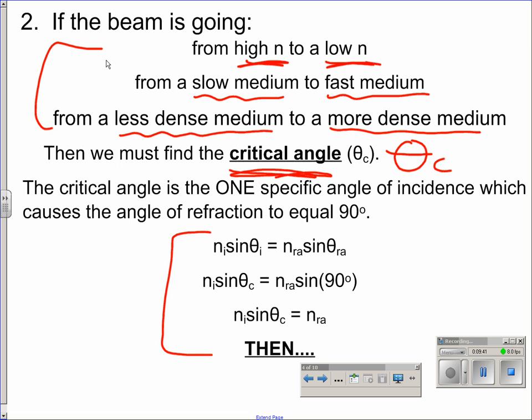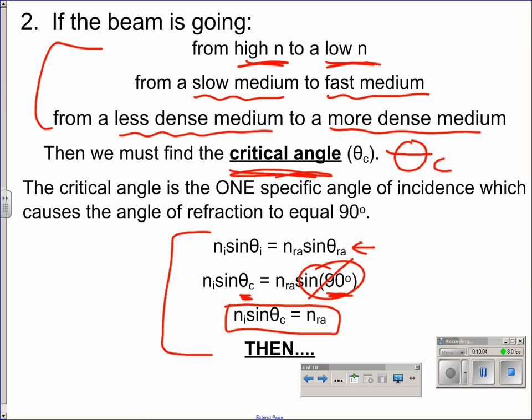Find your critical angle. Okay? So here's how you find the critical angle. You basically start out with Snell's law. But remember, the critical angle is the incident angle that results in an angle of refraction of 90 degrees. Now, it turns out that the sine of 90 degrees is just 1. So this just goes away, because n_r times 1 is n_r. Okay, so we get this equation.